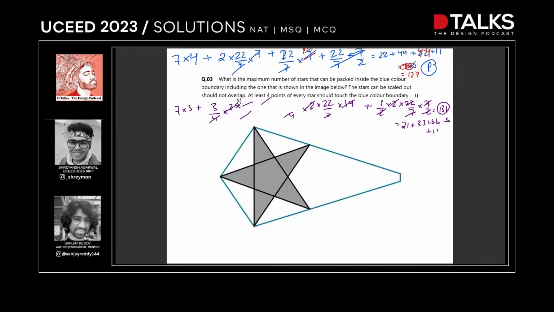Question number three. What is the maximum number of stars that can be packed inside the blue color boundary, including the one that is shown in the image below? The stars can be scaled but should not overlap. At least 4 points of every star should touch the blue color boundary. I can't say much about this question.